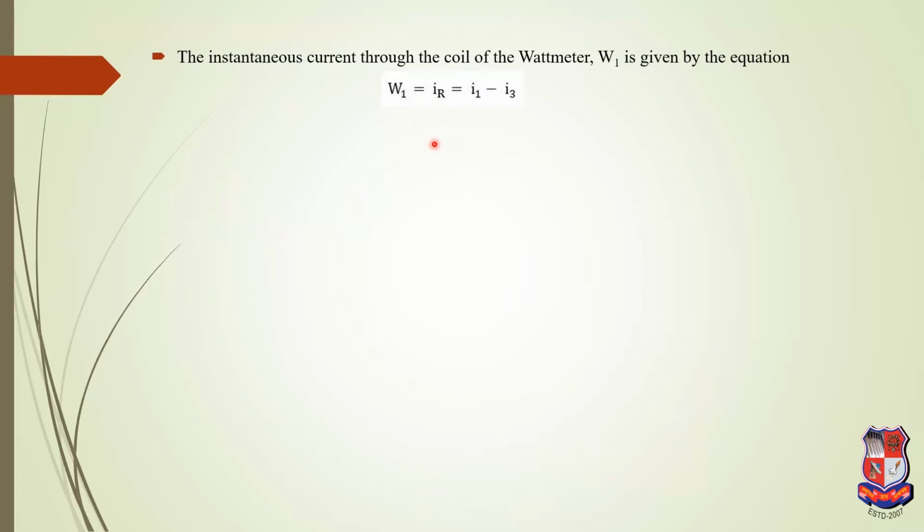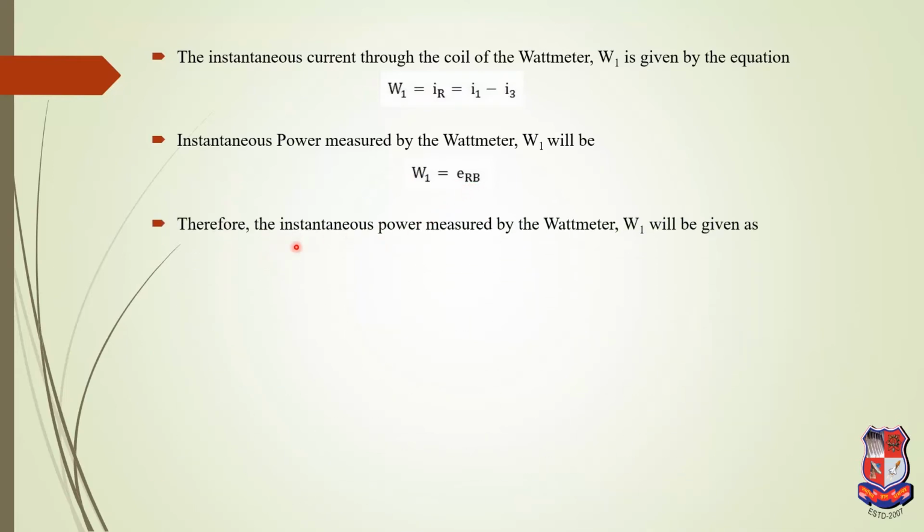Current can be given as W1 IR is equal to I1 minus I3. Similarly, now we want the potential, that means voltage. W1 is equal to ERB. Therefore the instantaneous power measured by the wattmeter W1: voltage into current. These two terms give the power for W1.